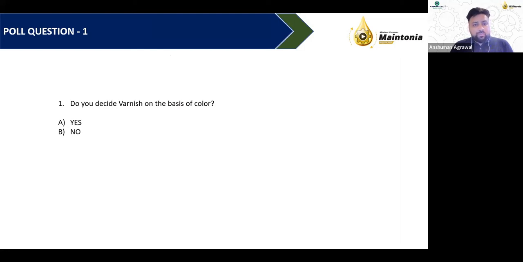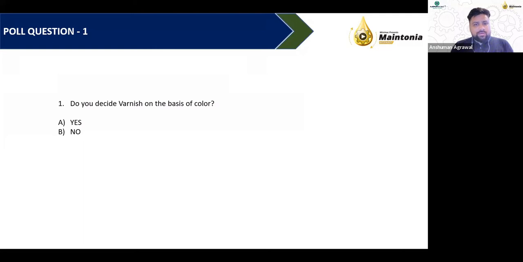Here's a poll question for you so that we can understand whether our audience is already experiencing varnish. Do you decide a varnish based on its color? Have you ever experienced it? If you have seen some odd colors in your system, did you identify or understand that it's varnish? If you did, then you can mark it yes. But if you could not understand that it's varnish, you probably might have ignored or neglected it, then you can mark it as no. Please be honest with the response. We'll give you some time to give your responses.